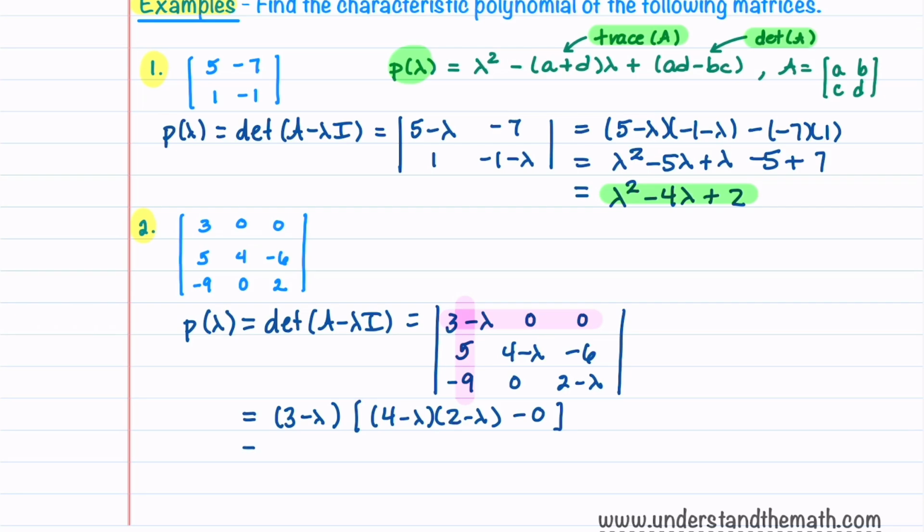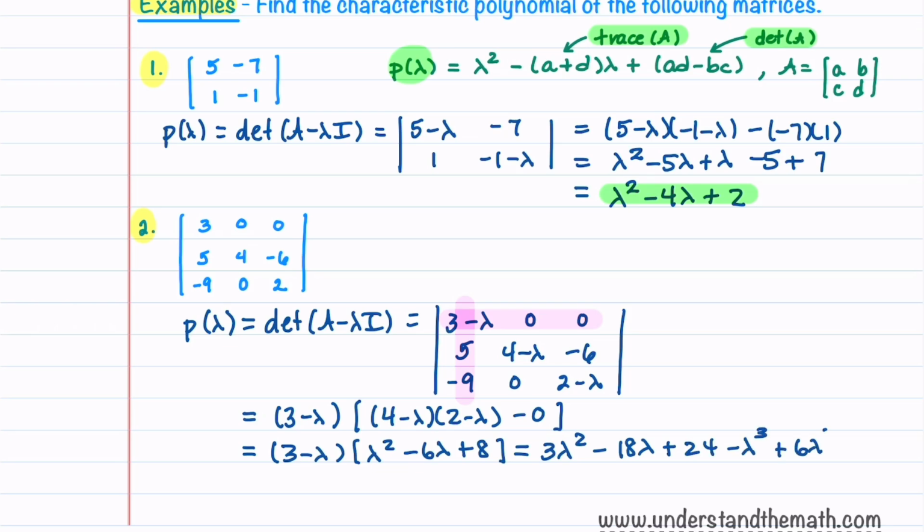Now we just have to multiply everything out. We have a 3 minus lambda, and on the inside, we're going to get a lambda squared minus 6 lambda plus 8. And then we just have to multiply every term. This gives us 3 lambda squared minus 18 lambda plus 24. And then we have a minus lambda cubed plus 6 lambda squared minus 8 lambda.